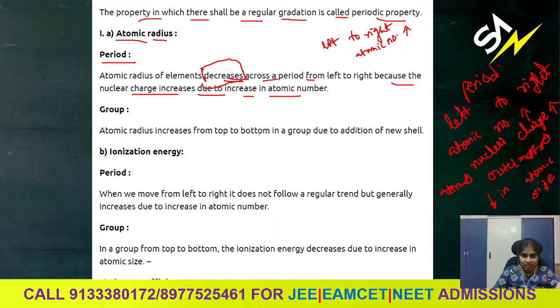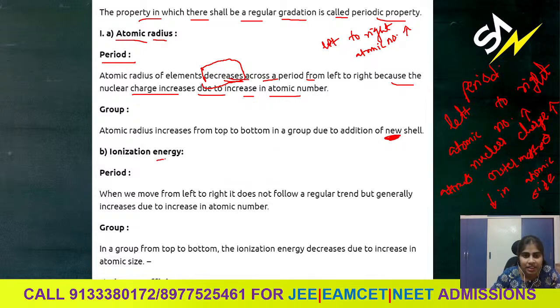As in a group, what happens from top to bottom? A new shell is added. It means obviously the size will be increased. So the radius of the atom from top to bottom will be increased. So atomic radius will also get increased.